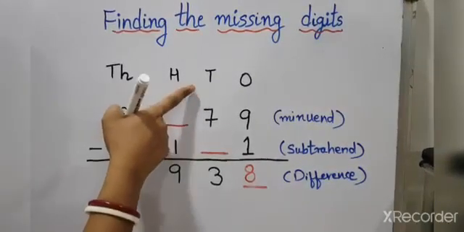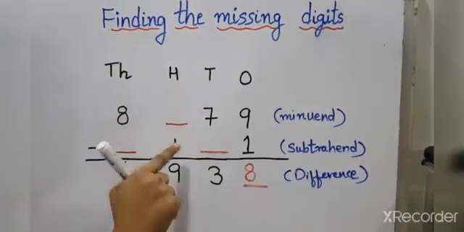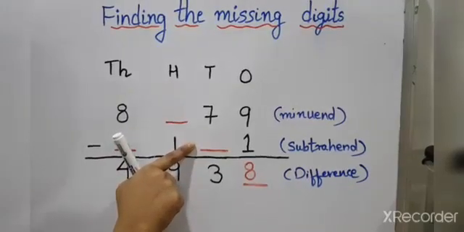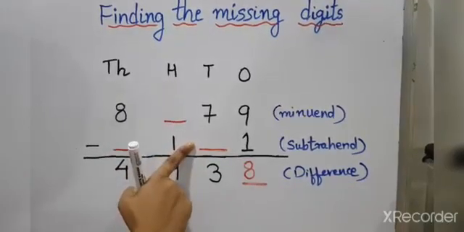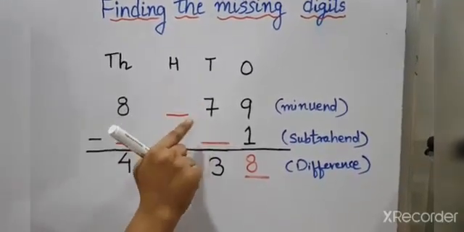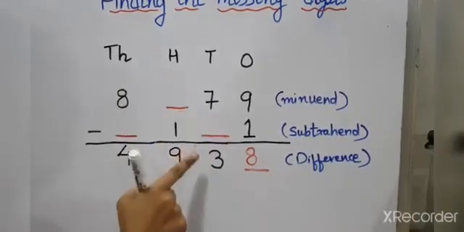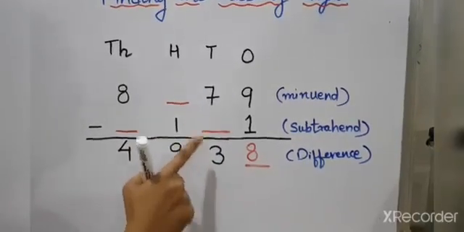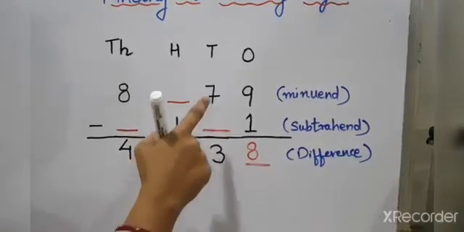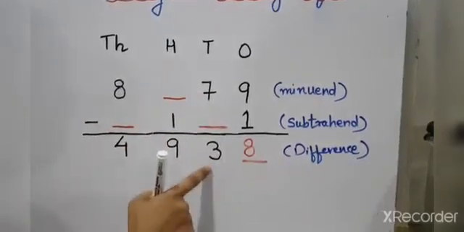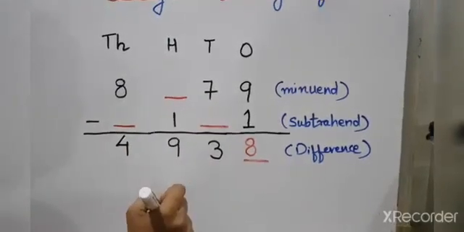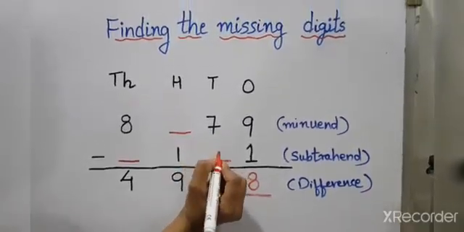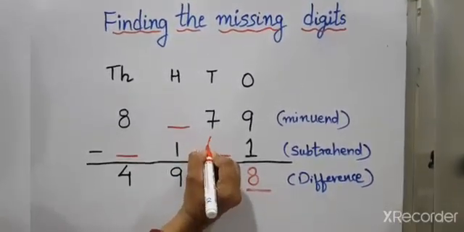Next, at tens place, we have to find the subtrahend. How do we find the subtrahend? If we do minuend minus difference, we will get the subtrahend. So what is 7 minus 3? 7 minus 3 is 4. So we will write here number 4.